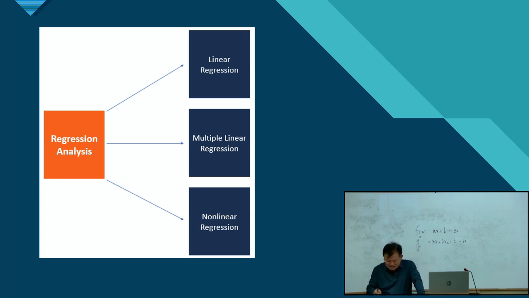So regression analysis is a set of statistical methods used for the estimation of the relationship between a dependent variable and one or more independent variables. Dependent variables, independent variables. This is one or more, x1 or x2, more independent variables. So regression analysis can be utilized to assess the strength of the relationship between variables.